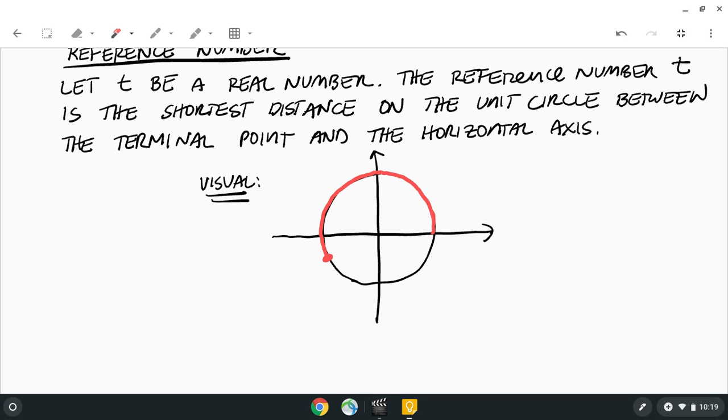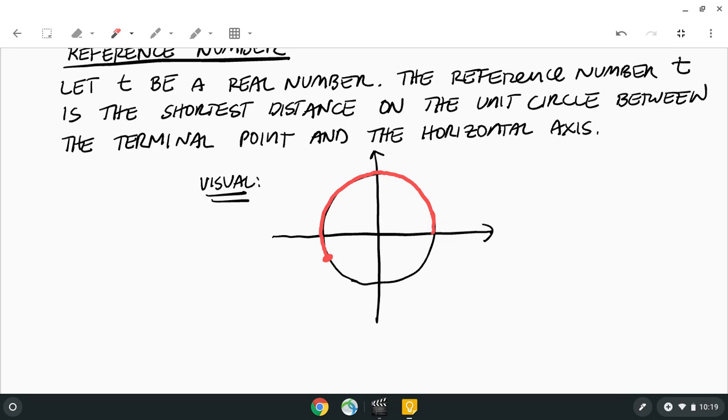What they're saying is it's the shortest distance. That distance is more than pi, right? Because we know the full circumference is 2 pi. This is a unit circle, so 2 pi r, 2 pi times 1. The full circumference is 2 pi, half the circle is pi. So we've gone a little bit more than 1 pi, right?